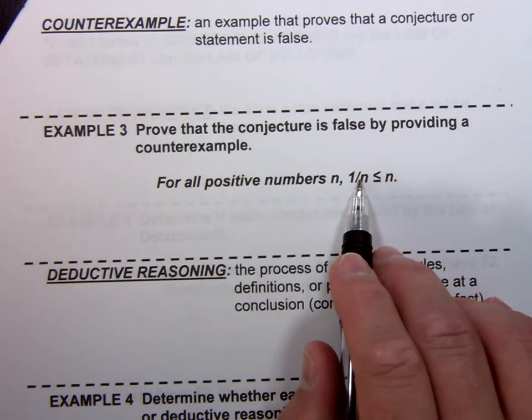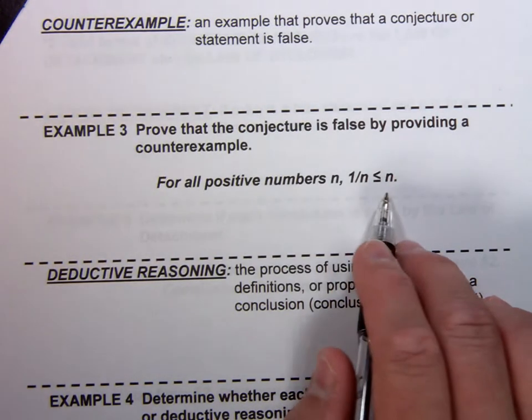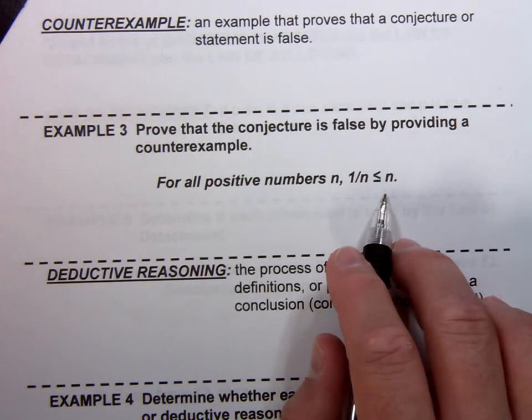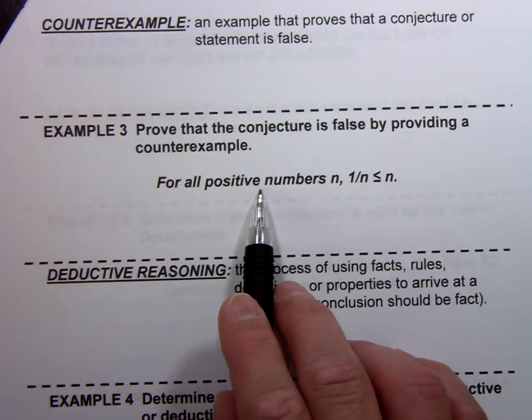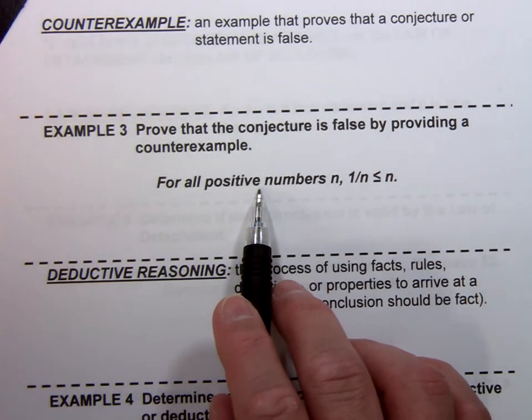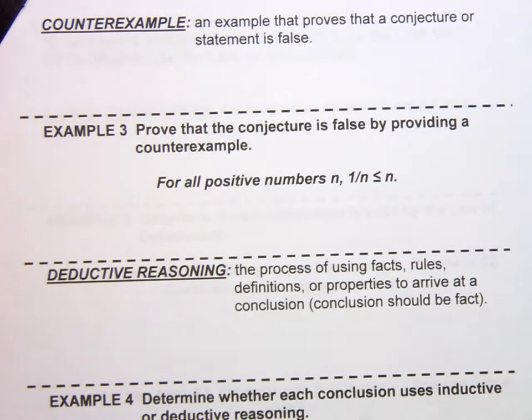Well, negative 1/2 is not less than or equal to negative 2. Negative 2 is smaller. Oh, I'm sorry. It said for all positive numbers, right? So I started using negative numbers, so that's not going to work. We need a number that's less than 1 then. We need a decimal. We need something that's less than 1.